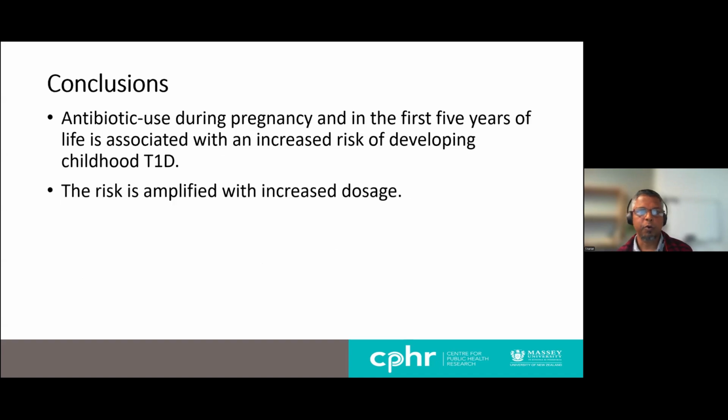So in terms of the conclusion, we can say that we're not trying to demonize antibiotic use, because antibiotics are very critical and are prescribed when children need them for infections. So we can say that antibiotic use during pregnancy and in the first 5 years is associated with increased risk of developing type 1 diabetes, and the risk is amplified with increased dosage. That means there's a dose-response relationship.